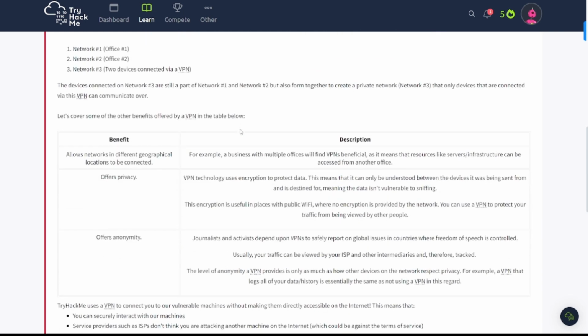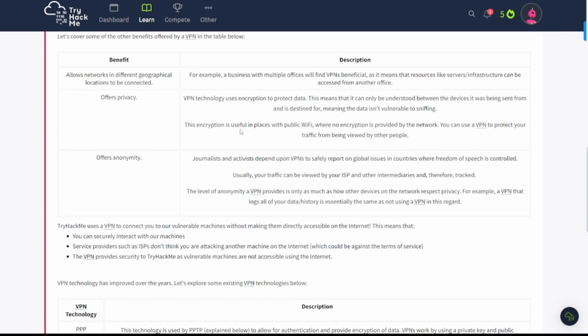The devices connected on network 3 are still part of network 1 and 2, but also form together to create a private network, network number 3, that only devices that are connected to via this VPN can communicate over. Let's cover some of the other benefits offered by a VPN in the table below. Take a look at the benefits.